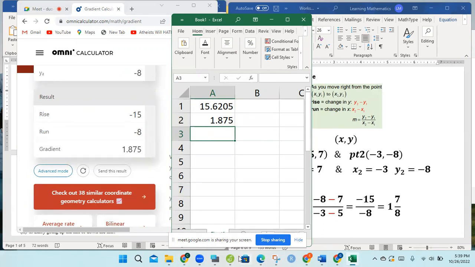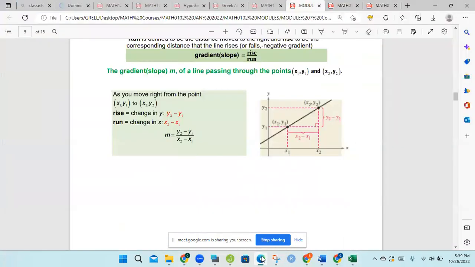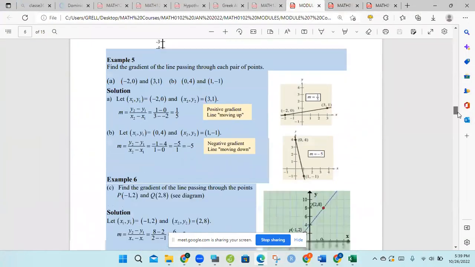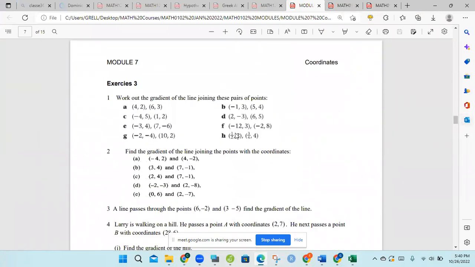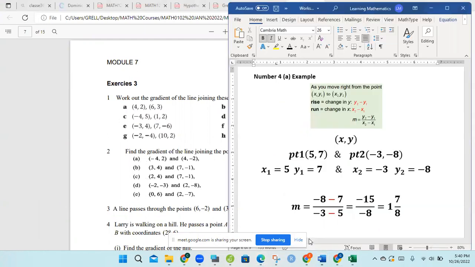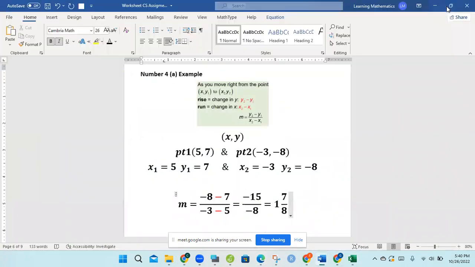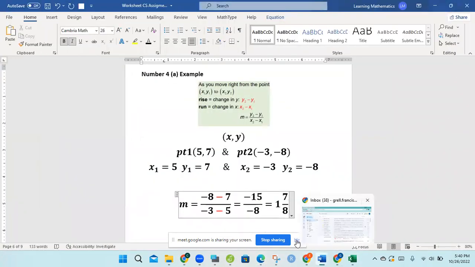So you can verify your answers using an online calculator for gradient, because there's a lot of practice here that you can do to build your confidence finding the gradient of a line that joins 2 points.